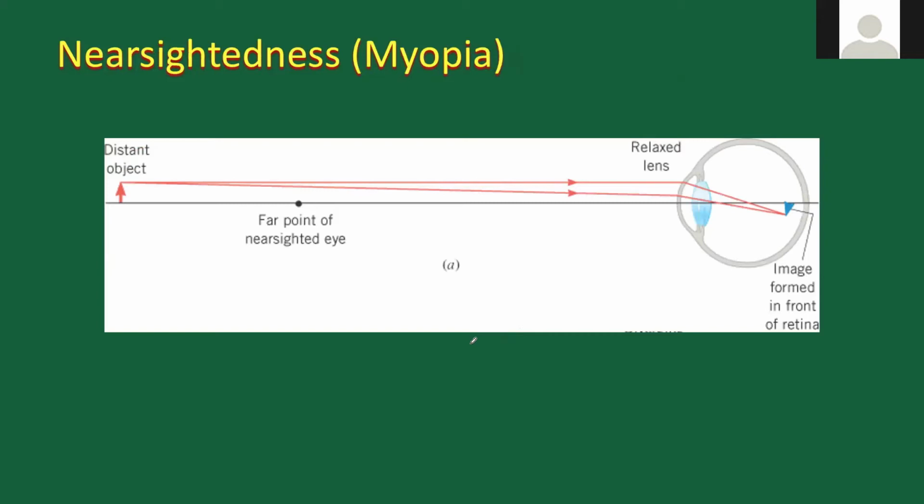Now, if the lens is too thin or too long, the image of distant objects falls in front of the retina instead of at the retina. In this case, the far point is no longer at infinity. In the normal situation, we have the far point at infinity, but now it's somewhere here. That means you can see objects clearly only up to that point. If you put an object here, you can see it clearly, but if it is farther from that, you will not see the image clearly. It would look blurry. This is a common condition, which is called myopia or nearsightedness.